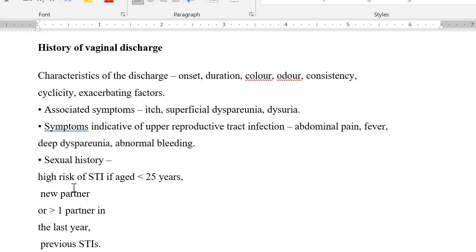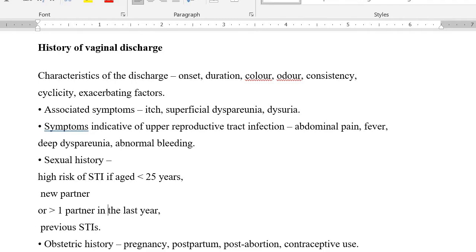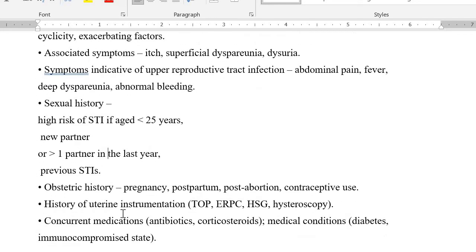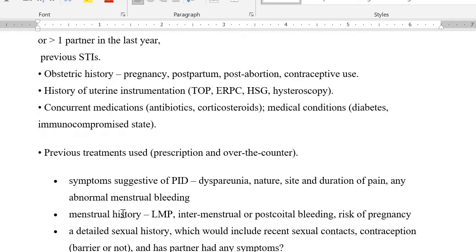Sexual history: the patient is at high risk of sexually transmitted infections if her age is less than 25, she has a new partner, or she had more than one partner in the last year. Then any previous STI, because if she had an STI before, she is likely to have an STI this time also. Regarding obstetric history, we need to ask about pregnancy. How was the postpartum period? Did she have any fevers, discharges, or abdominal pain? After a miscarriage, how was the period? And is she using any contraceptives? Because contraceptives give some protection against ascending infection by thickening the cervical mucus.